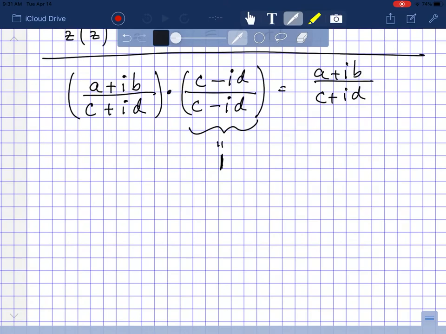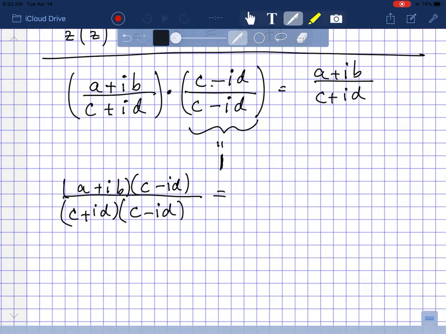multiplication here. So when I multiply these two complex numbers together, what I'm going to do is multiply the denominators together, and I'm going to multiply the numerators together. So let's write this as a plus ib times c minus id divided by c plus id times c minus id, which is its conjugate.